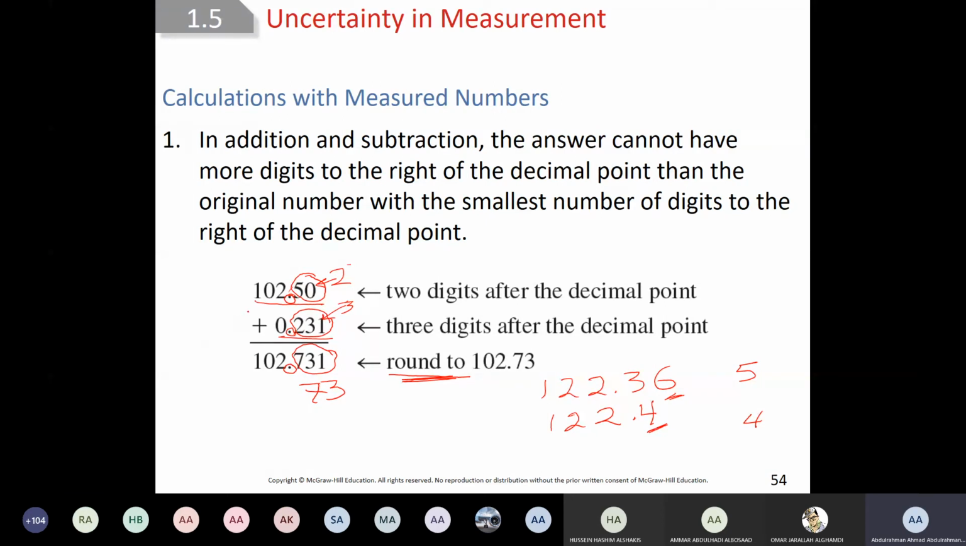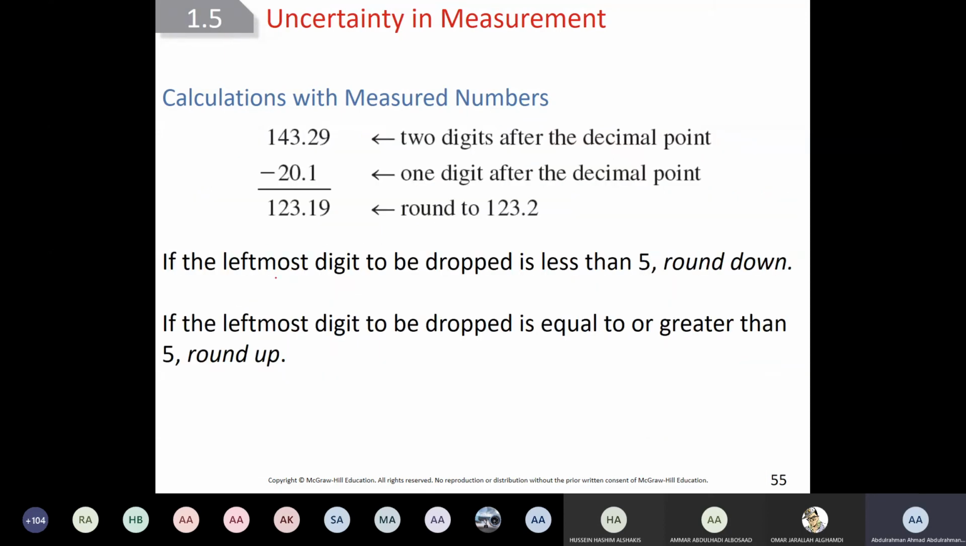This is when you do what? Adding or subtracting. That's how you do significant figures in adding or subtracting. Good. But if you have multiplication, okay, very good.